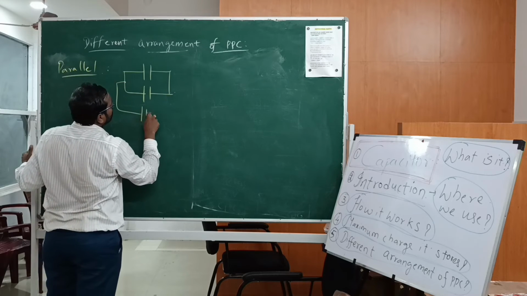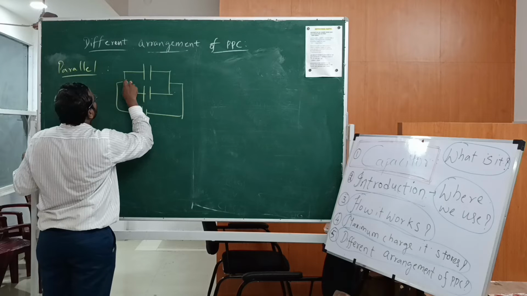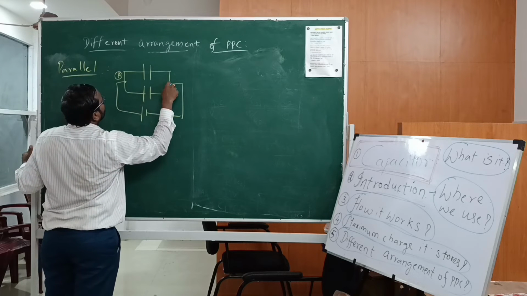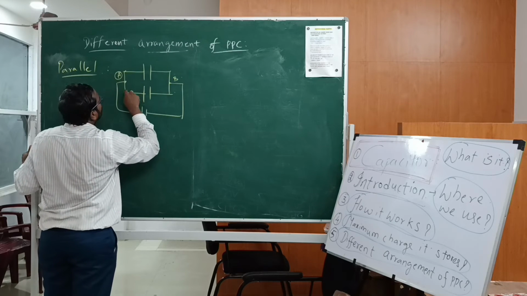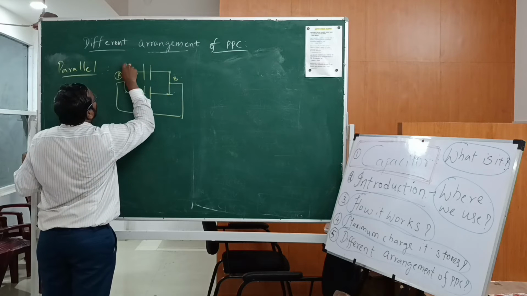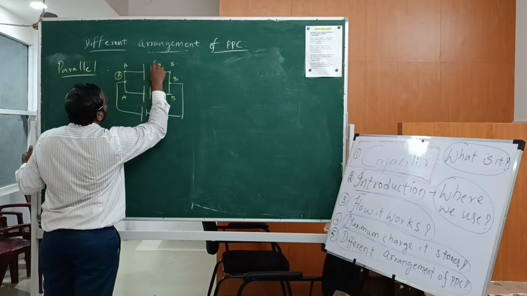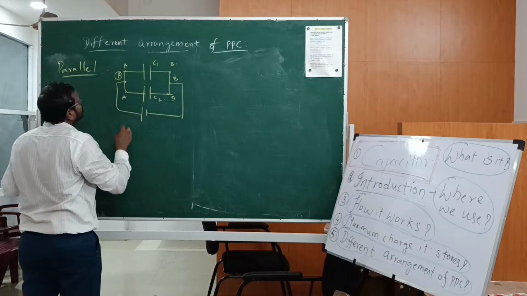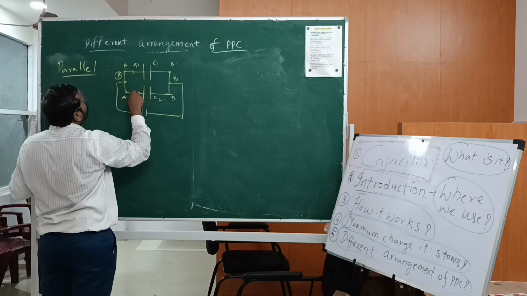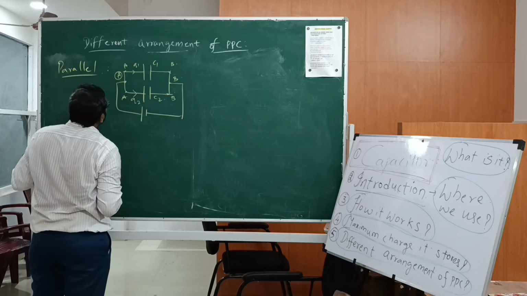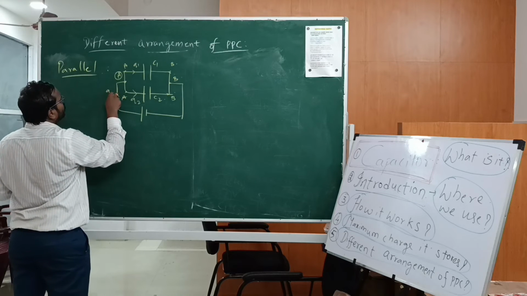Both are connected with the same potential drop across AB. This is C1, this is C2. The charge stored on C1 is going to be Q1, and the charge stored on C2 is going to be Q2. This is going to have a total charge.